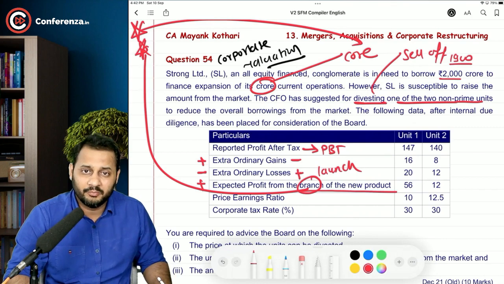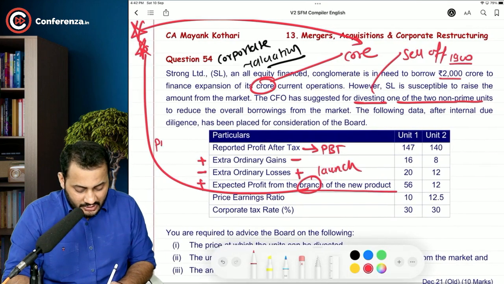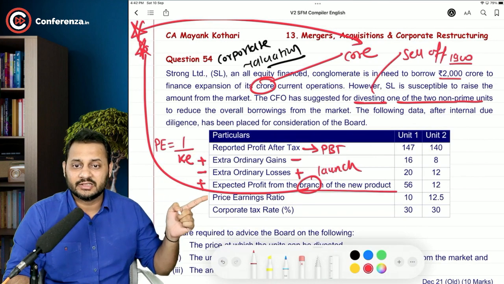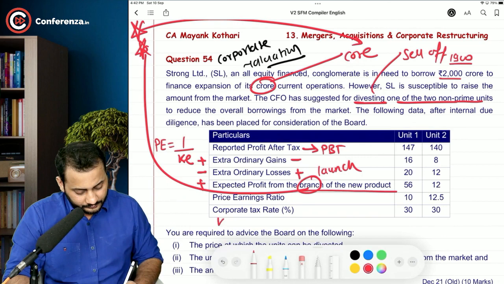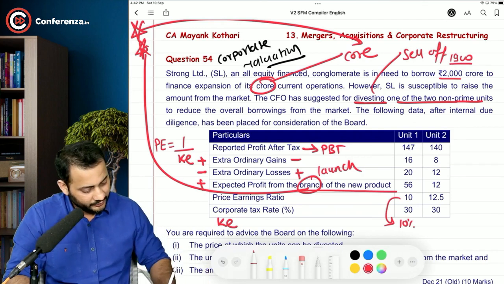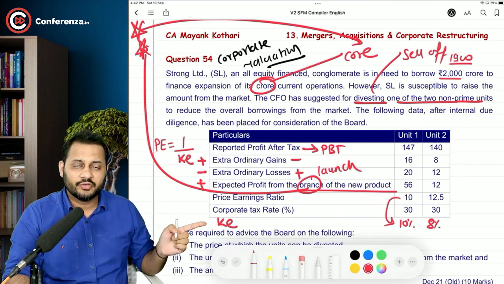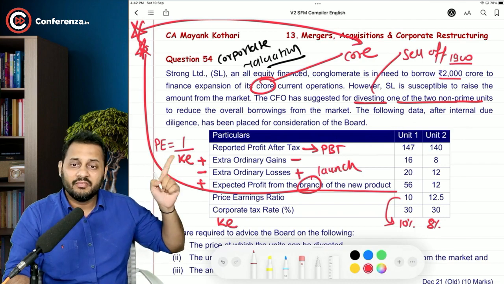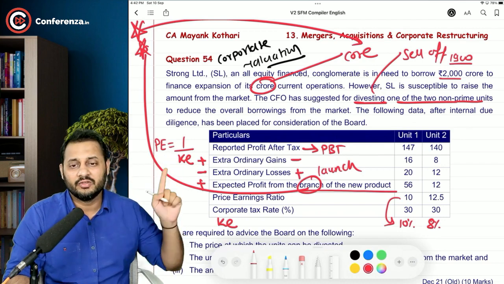But if you remember, I don't know if you do or not, we have discussed one concept in the security valuation chapter, which was P ratio is inversely proportional to cost of equity. And we are going to use this in this part. So if we inverse the P ratio, we can get the cost of equity. So 10 inversely will give you 10%, and 1 divided by 12.5 will give you 8%. So this will be the cost of equity of both the units when you reverse the price earning ratio. Because of this relationship, we have discussed this in security valuation chapter. You will find it there.